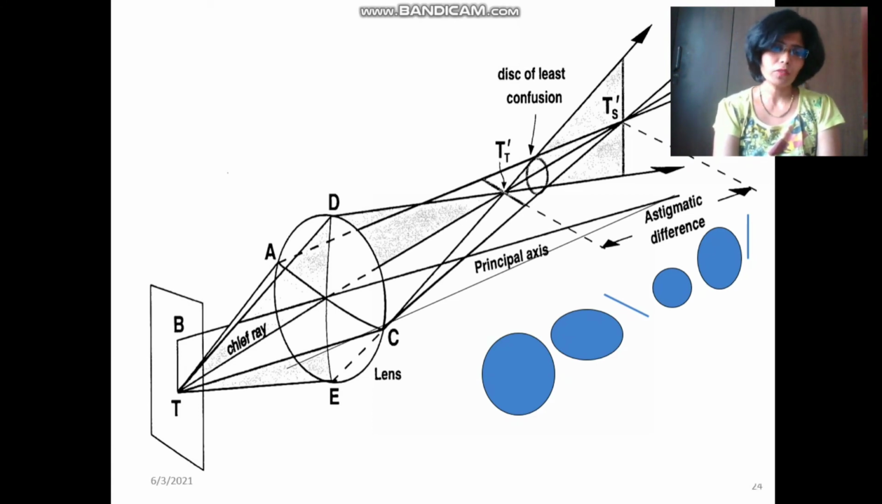Now, the image of the point object consists of two mutually perpendicular lines PP dash and QQ dash, which are separated by a finite distance and lying in perpendicular planes. This defect of the image is called astigmatism. The distance between PP dash and QQ dash along the principal axis is called the astigmatic difference. Now we have to reduce it.